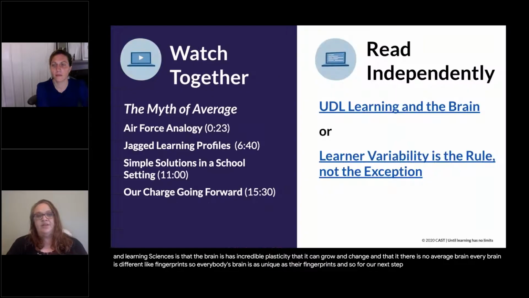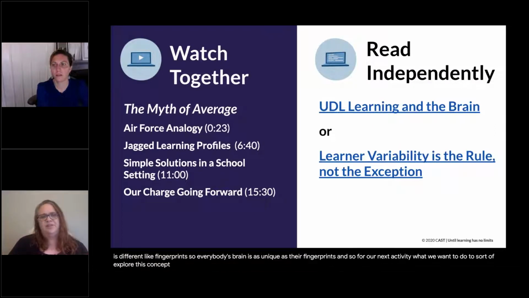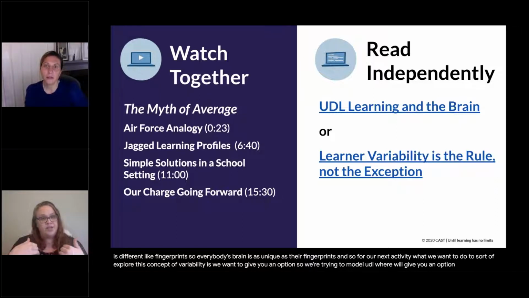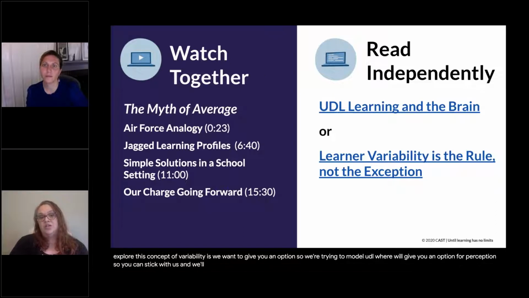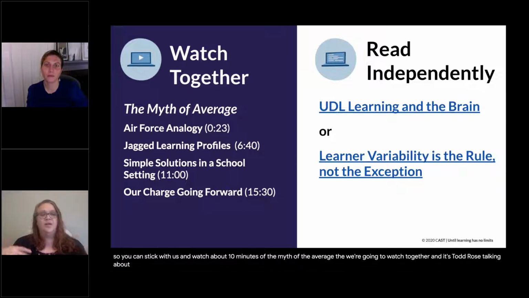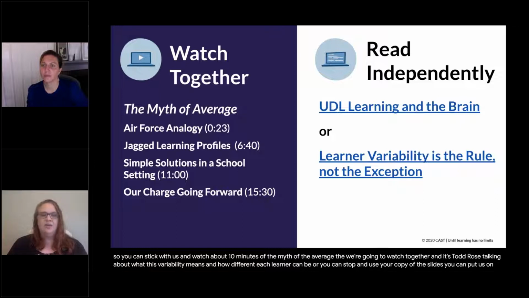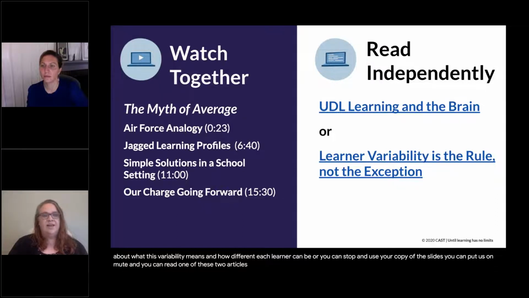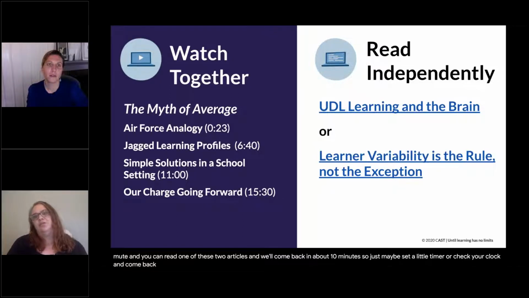And so for our next activity, to explore this concept of variability, we want to give you an option. We're trying to model UDL, where we'll give you an option for perception. So you can stick with us and watch about 10 minutes of The Myth of the Average, with Todd Rose talking about what this variability means and how different each learner can be. Or you can stop and use your copy of the slides. You can put us on mute and read one of these two articles. And we'll come back in about 10 minutes. So just maybe set a little timer or check your clock and come back to us around 2:35. We'll give you a second to make that choice.